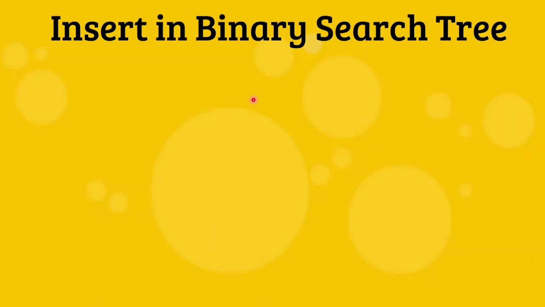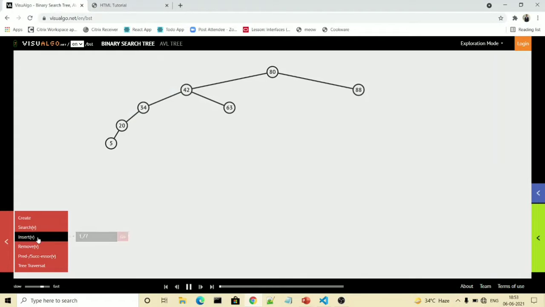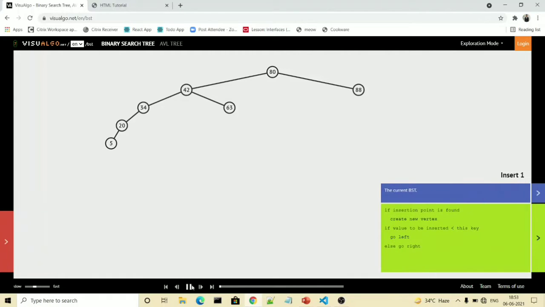Firstly, we will see how the pseudocode works in our Visual Go, and then we will try to see each and every line. So let's go to the Visual Go. Here, suppose I want to insert value 1. Once I click on go, let's see what's happening.